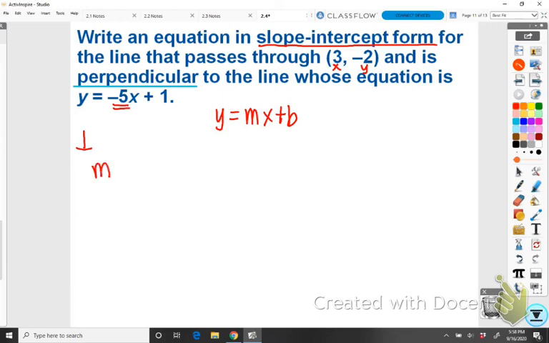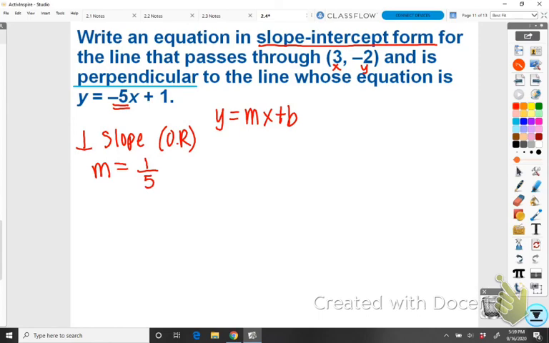That upside down T, by the way, means perpendicular. Slope is the opposite reciprocal. I'll just do OR for short. So the opposite reciprocal to a -5 is a positive 1/5. So that's the slope we're going to use on our new line.